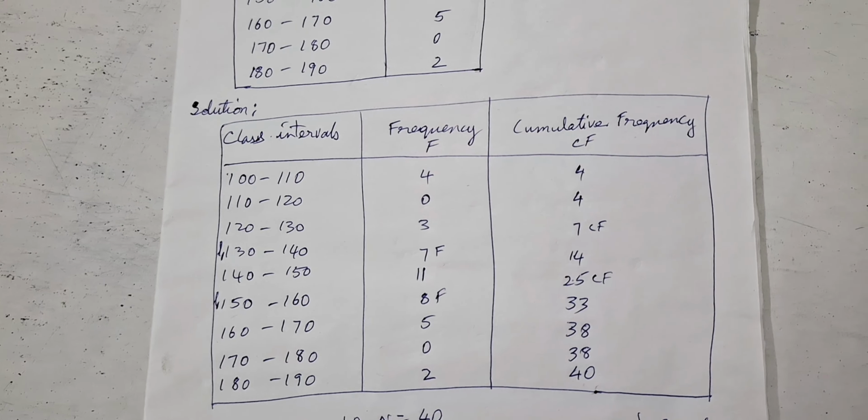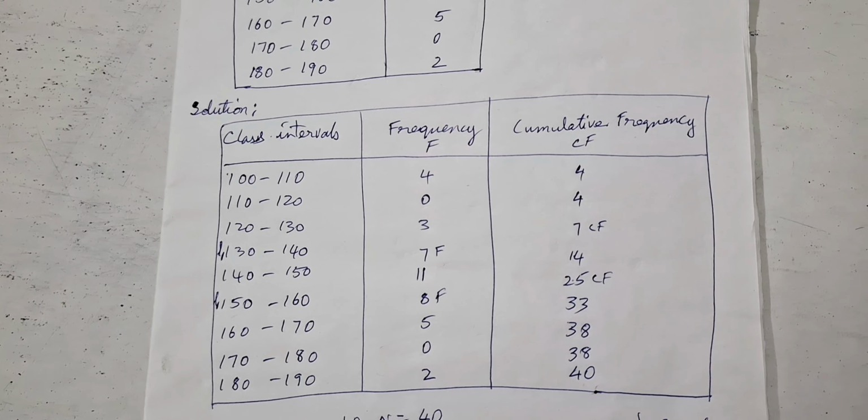Now 4 from CF plus frequency 3. 4 plus 3 is 7. 7 plus 7 frequency, 14. 14 plus 11, 25. 25 plus 8, 33. 33 plus 5, 38. 38 plus 0, 38. And 38 plus 2, 40. Second column, frequency, we need to total it and write down n equal to 40. So total frequency 40 and cumulative frequency, the last number 40, they must be same.